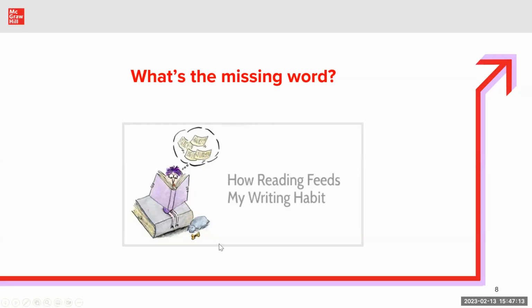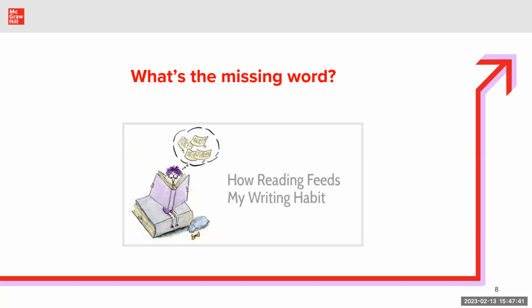So in here, I'm asking you to say what the missing word is: how reading feeds my writing habits. And for the purposes of this session, the missing word is obviously academic, because academic reading feeds the writing habit for academic writing. We know that the best writers are often the most avid readers, if you like.